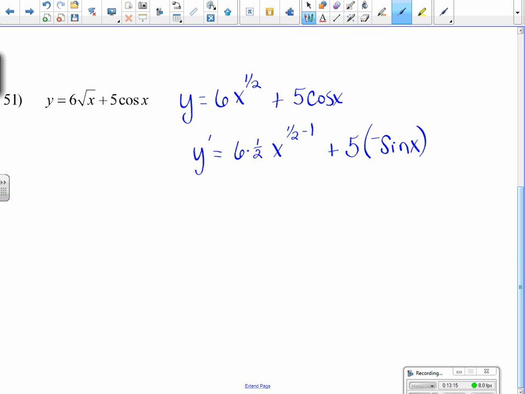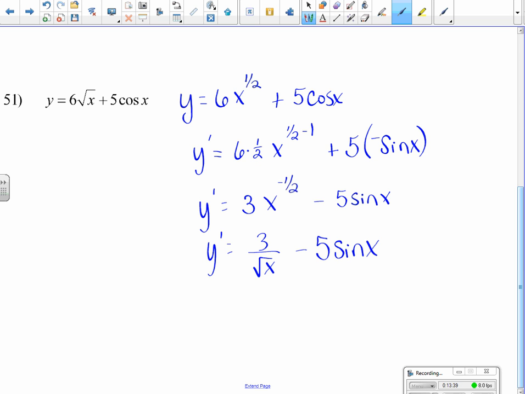All right, and then let's just clean this up. 6 times a half is 3. x to the 1/2 minus 1 is x to the negative 1/2, minus 5 sine x. One final cleanup: 3 over x to the 1/2. That's like a square root, isn't it? 3 over the square root of x, minus 5 sine x.